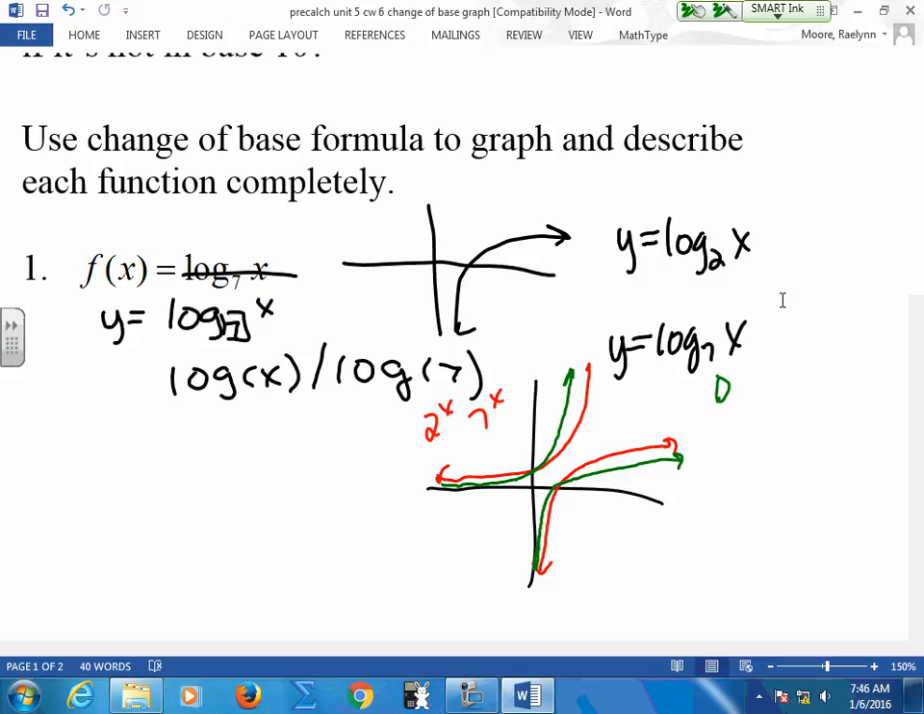Your domain for your logs is still 0 to infinity. Your asymptote, x equals 0. Your range this time, all real numbers. And our x-intercept is still (1, 0). Okay, so it has the same attributes.